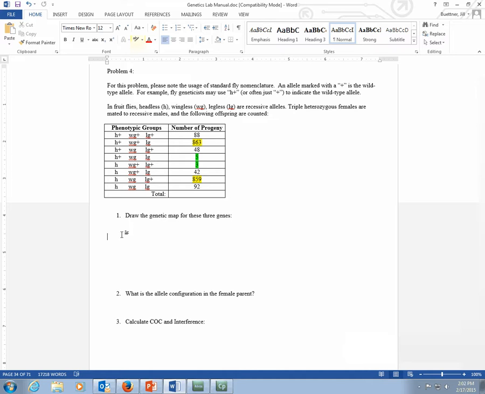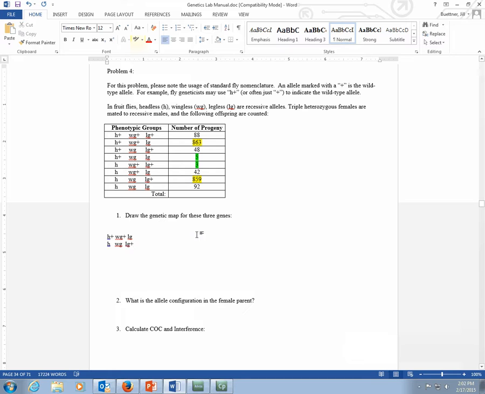So you're just going to list your parentals the way they are right now. Now I want little h plus, and then WG plus, and then LG. And then on the other one it'll be H, and then WG, and then LG plus. So the WG is already in the middle.